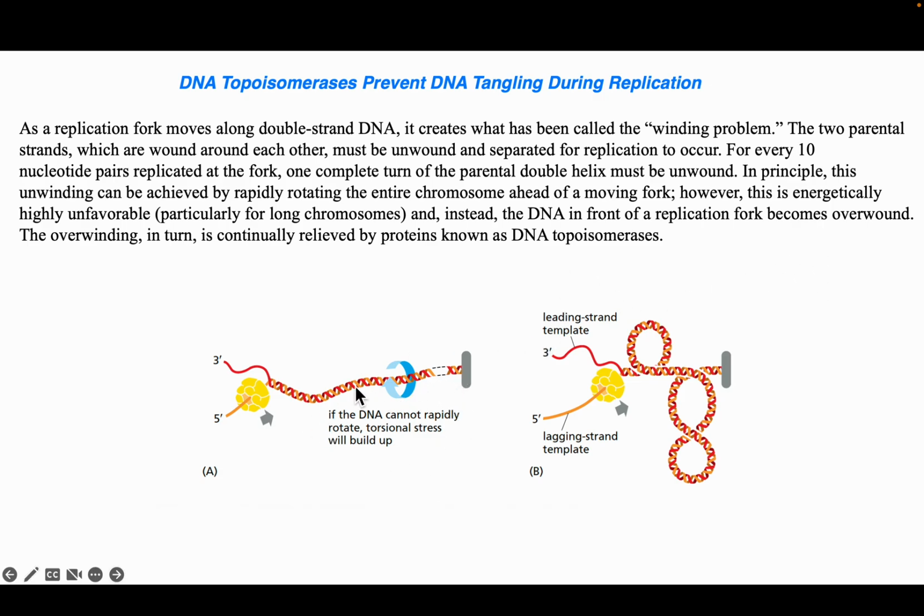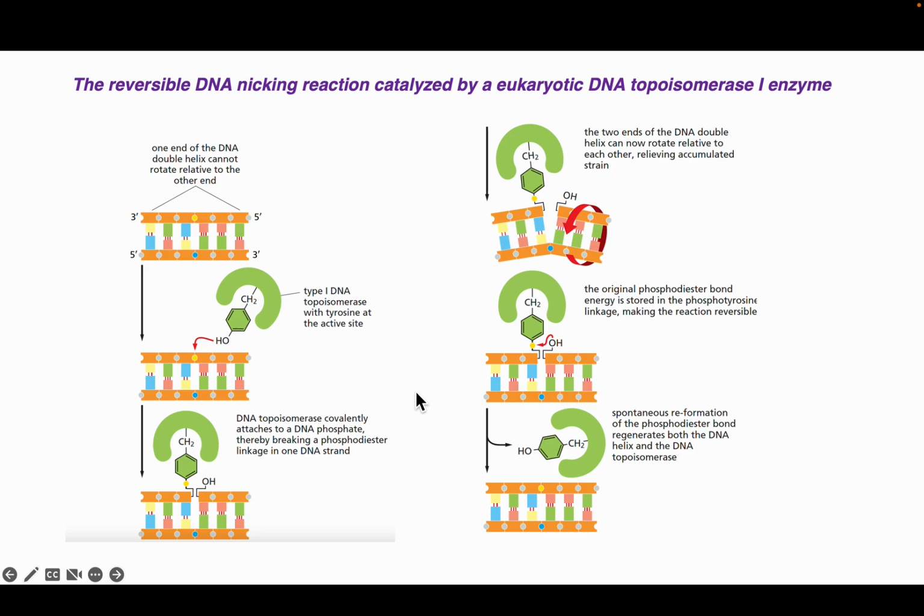So if there is a long strand of DNA and it's not able to move properly, what happens? The DNA cannot rapidly rotate and torsional stress will build up. Here also, if you just try to open up the chain, it may become overwound. So this is how topoisomerase comes into play. There are two kinds of topoisomerase, 1 and 2.